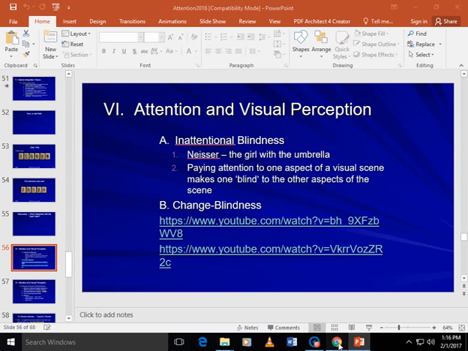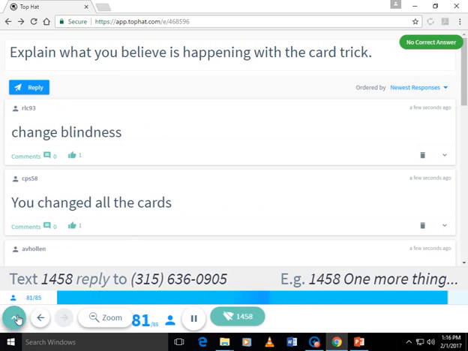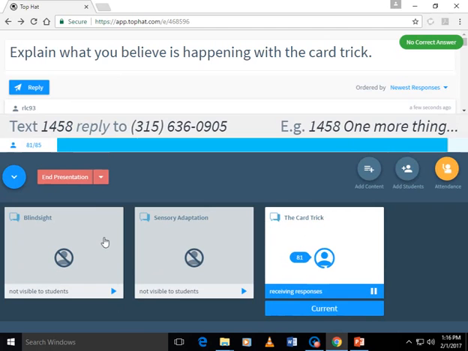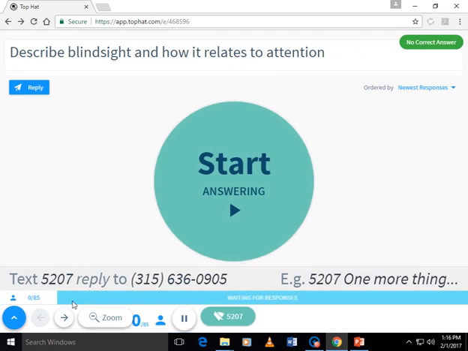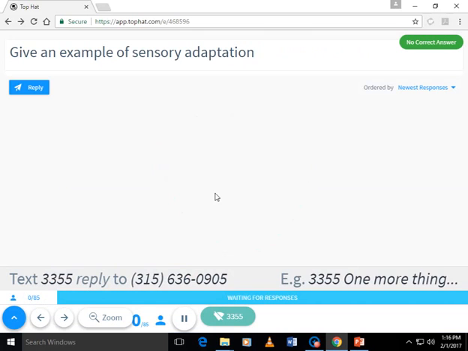While we're here, I had a couple other discussions for you to do that are reviews from last time, so I'm going to open both of those and you can quick answer those while we're taking a little break. We got a little bit of time here. One's about blindsight, the other one's about sensory adaptation. So, quick. Little bit of review.